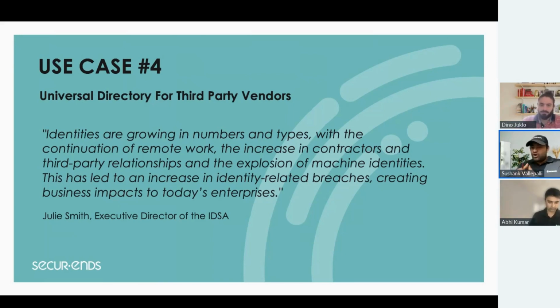So in order for you to quickly have a good directory or a database to store all those different non-employee types, you can utilize SecurEnds universal directory for third-party vendors, and you can store all of them as source records in SecurEnds and tie their accesses to several different applications. That way, you could solve your system of record problem for non-employees utilizing SecurEnds universal directory.